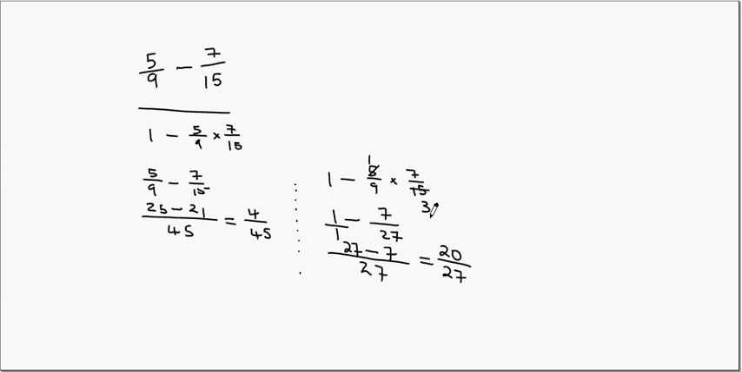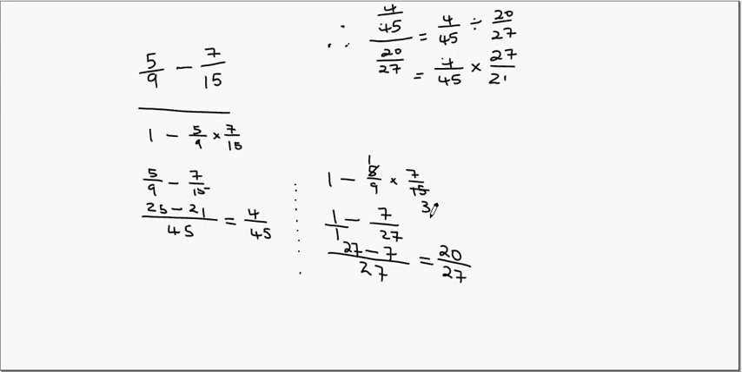So now we end up with the same thing. The top divided by the bottom. Therefore, the top is 4 over 45. And you have to divide that now by the bottom, which is 20 over 27. Right? And we know if we have 4 over 45, and we have to divide it by 20 over 27, it's the same thing as saying 4 over 45 multiplied by 27 over 20.